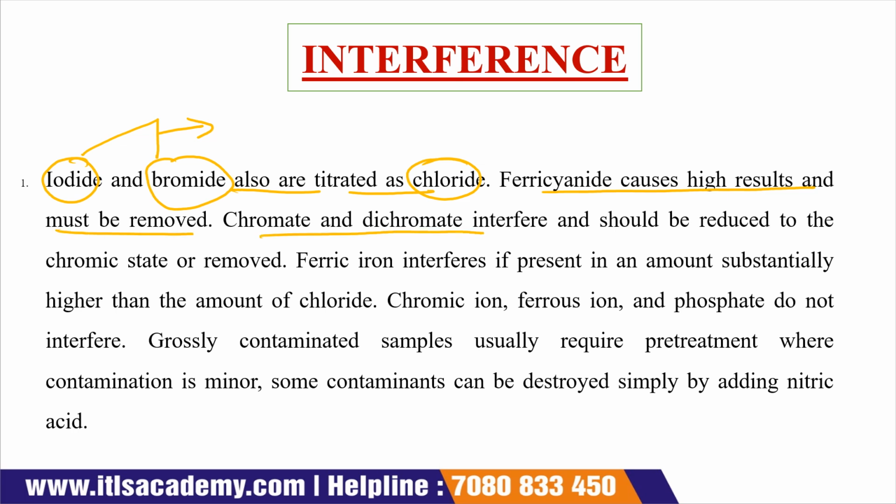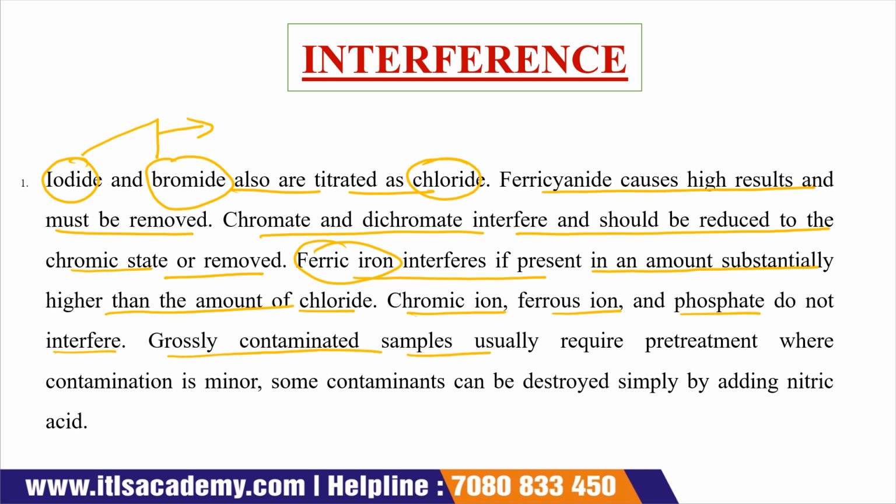Chromate and dichromate interfere and should be reduced to the chromic state or removed. So chromate and dichromate, if present in a sample, may interfere in the reaction. Ferric ion interferes if present in an amount substantially higher than the amount of chloride. If ferric ion is present more than chloride ion in a sample, it will interfere in the reaction. Chromic ion, ferrous ion and phosphate do not interfere.